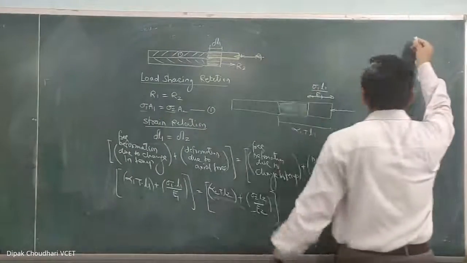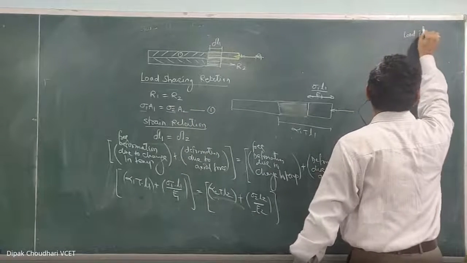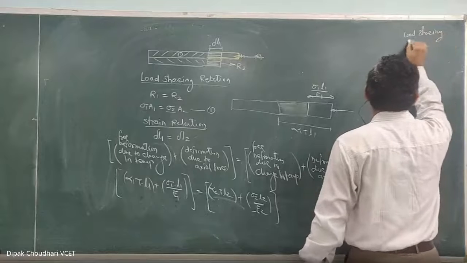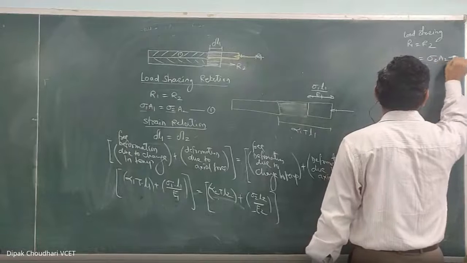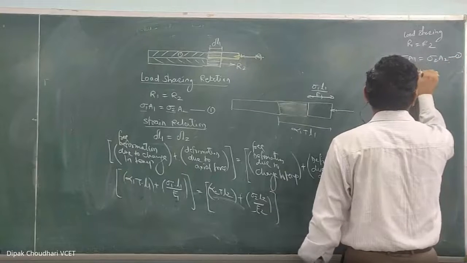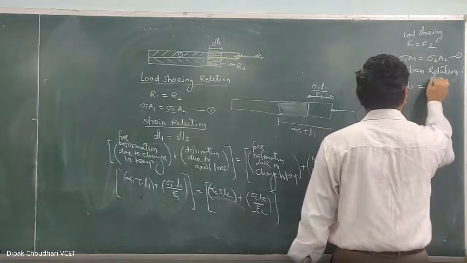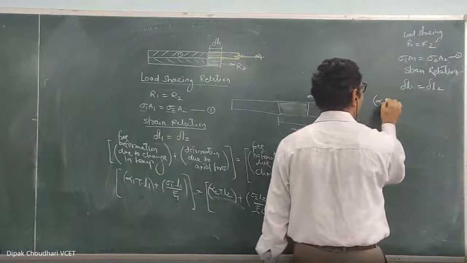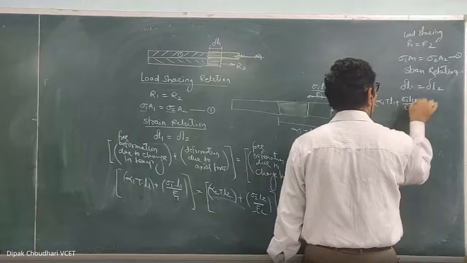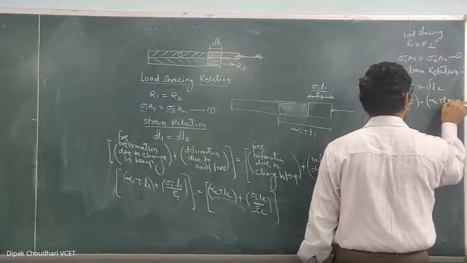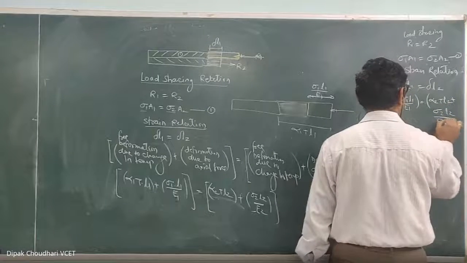In this case, you have to write down two different equations. First one is the load sharing, R1 equal to R2, that is sigma 1 A1 equal to sigma 2 A2, equation number 1. The second one is the strain relation, delta L1 equal to delta L2. This delta L1 has two components, alpha 1 T L1 plus sigma 1 L1 upon E1. Similarly, delta L2 has two components, alpha 2 T L2 plus sigma 2 L2 upon E2.